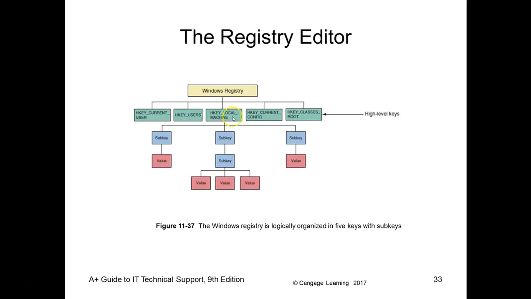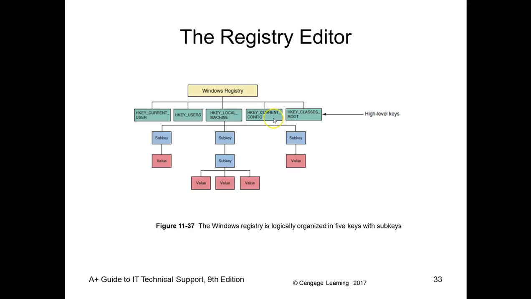Then you have HKey local machine, which contains all the information about this machine itself. Usually it has the hardware information and some software information, a combination of both, but it's specific to this computer.